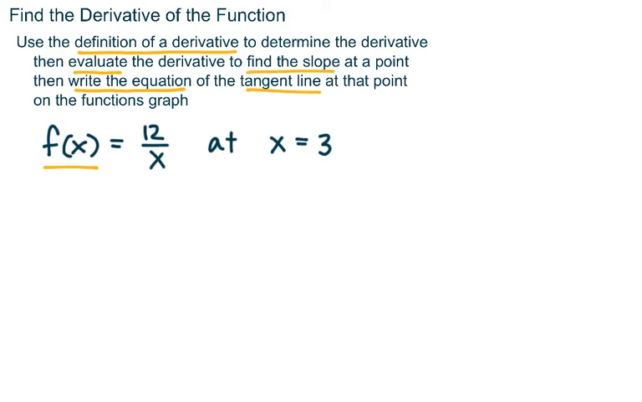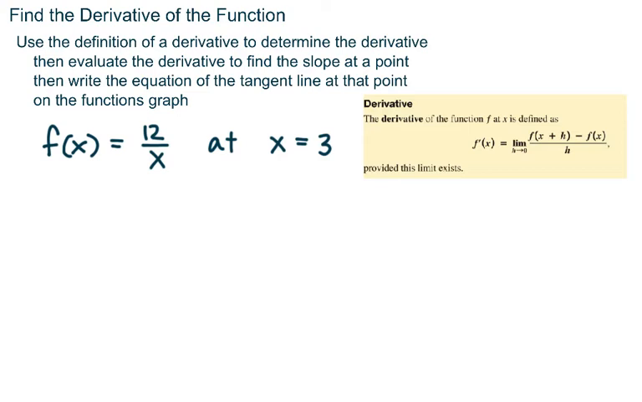So let's get started, keeping in mind what we know about the definition of a derivative. The general derivative is going to be the limit as h approaches 0 of f of x plus h, so plugging in x plus h, minus f of x, which is the original function, all divided by h.